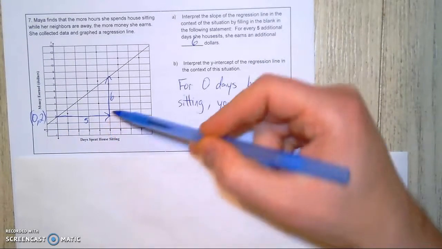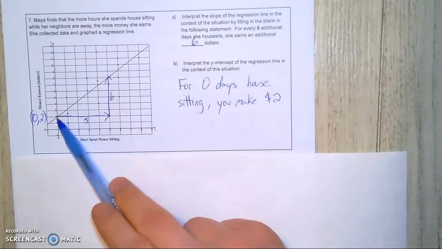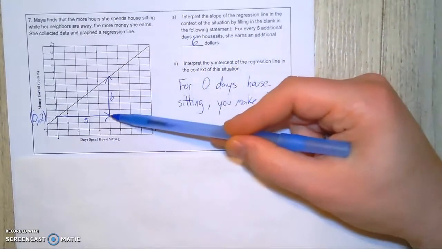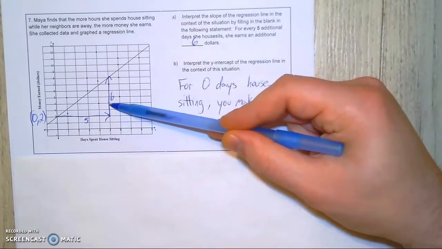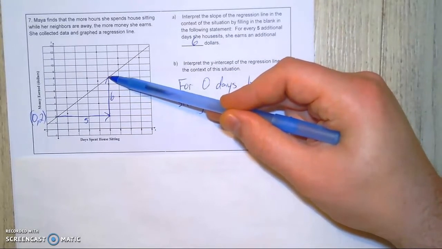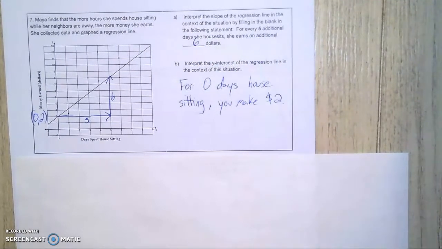Now once I did that, then I looked up here, and I saw that if I went right 5 days, like they say, if you have 5 additional days of house sitting, well then I went up $1, $2, $3, $4, $5, $6 so that I stayed on the line. So that's why I filled in the number 6 right there. And that would be like a slope of 6/5, up $6, right 5 days.